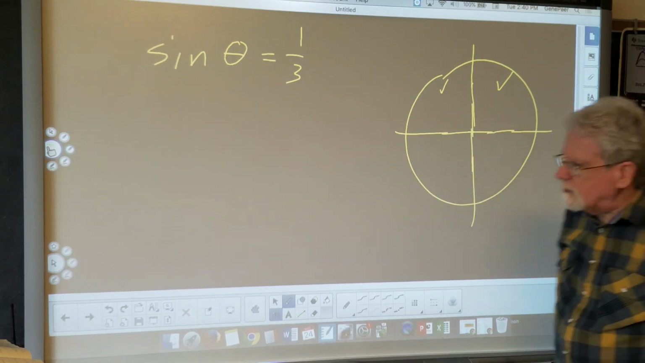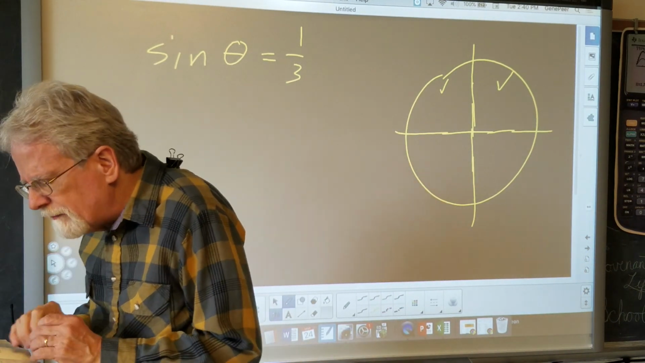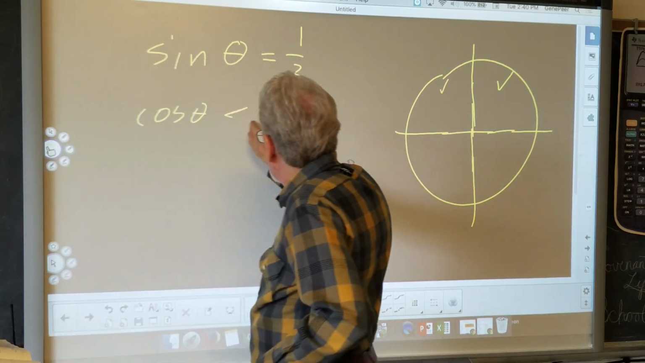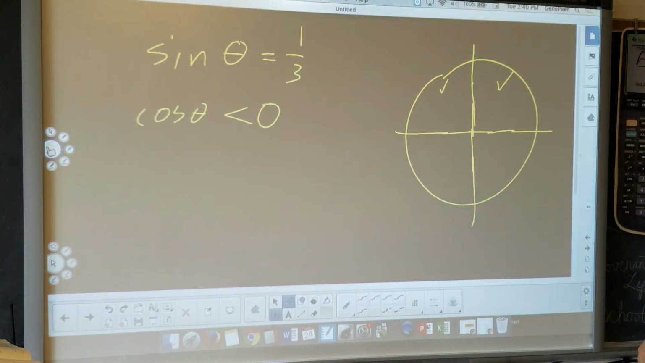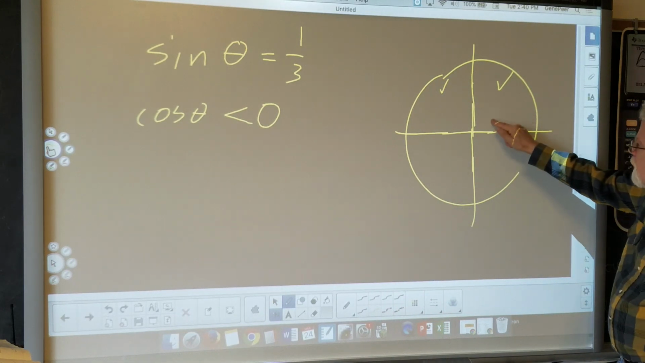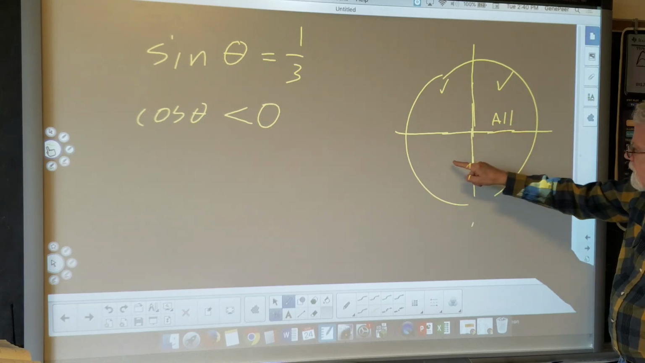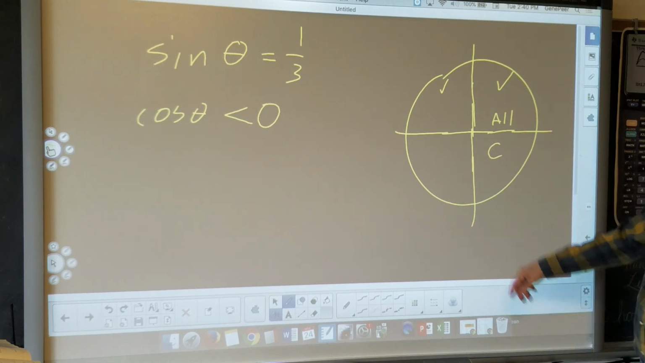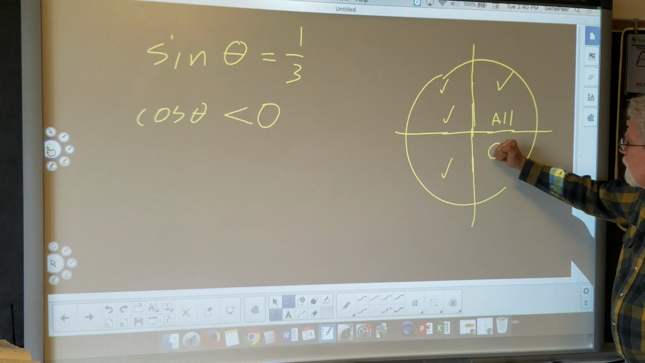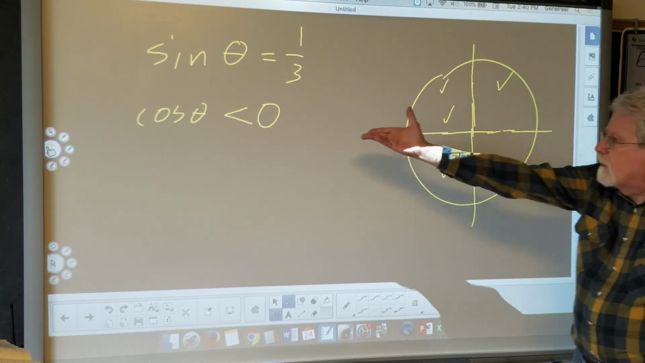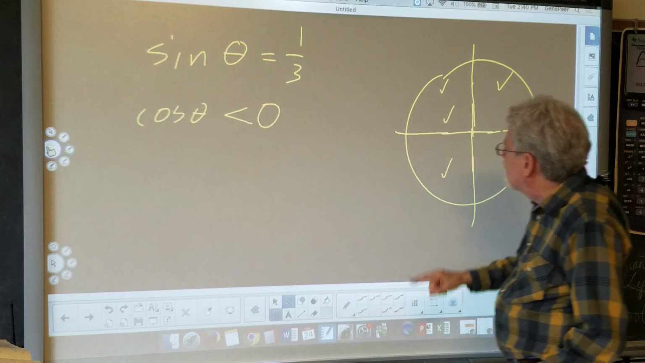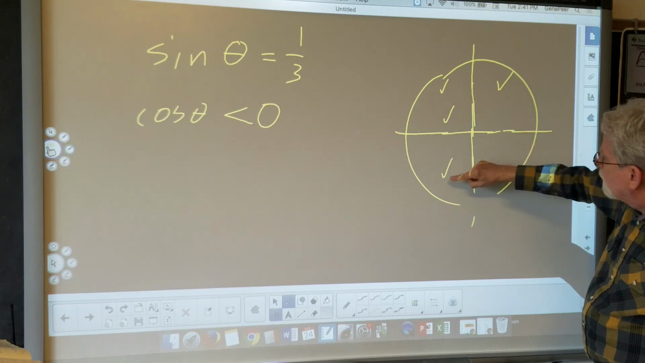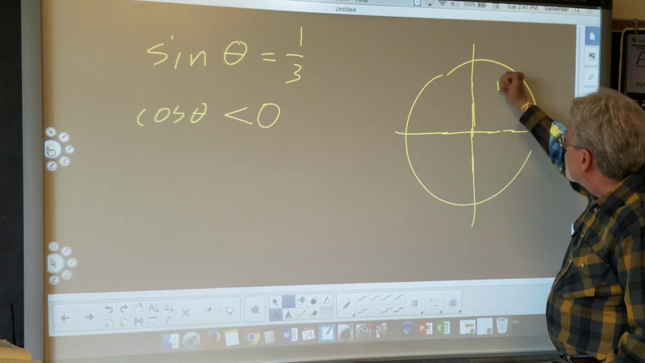But then they give us an additional hint. They tell us in this example that cosine of theta is negative. Well, where's cosine negative? Cosine is positive here and here. That means it must be negative here and here. So what one quadrant fits both of these, where the sine is positive and the cosine is negative? We've got to be in quadrant 2. It's the only place where sine is positive and cosine is negative. We are in quadrant 2, someplace.